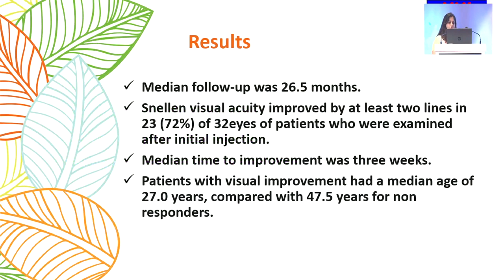So, the median follow-up of my patients was 26.5 months. Snellen visual acuity improved by at least 2 lines in 23 of 32 eyes of patients who were examined after the initial injection. Median time to improvement was 3 weeks. Patients with visual improvement had a median age of 27 years compared with 47.5 years for the non-responders.